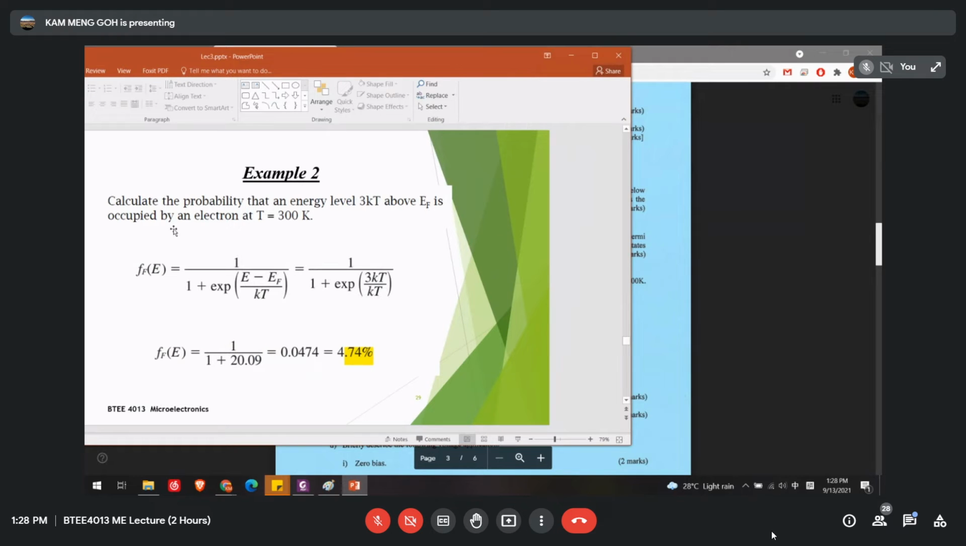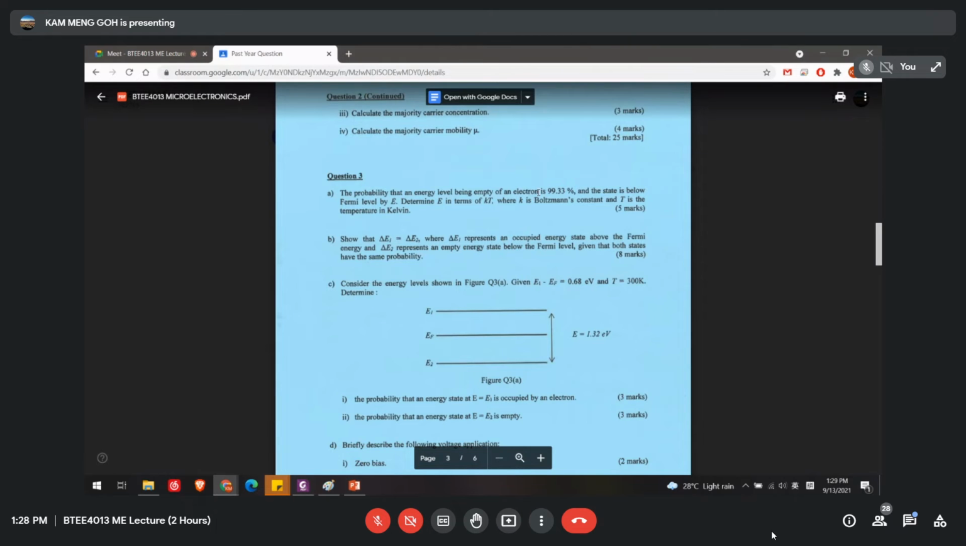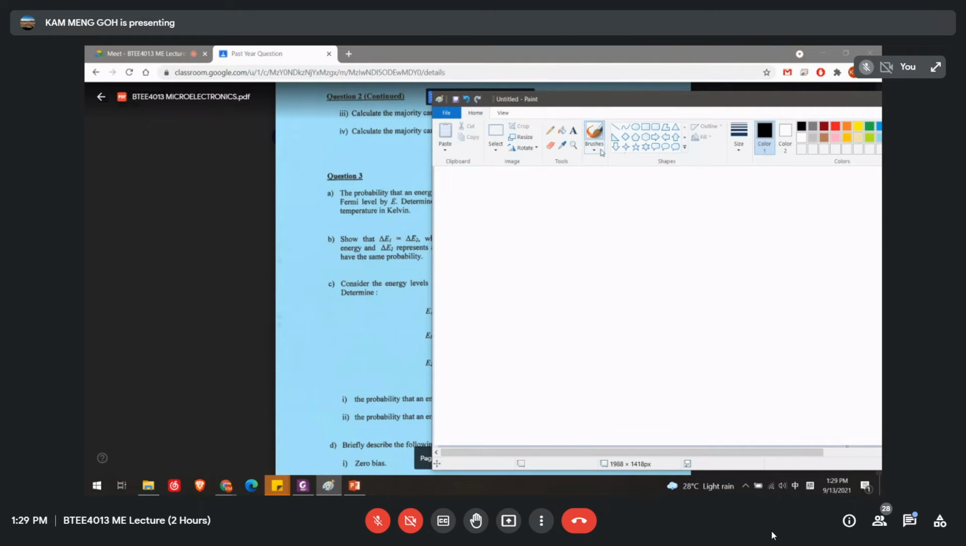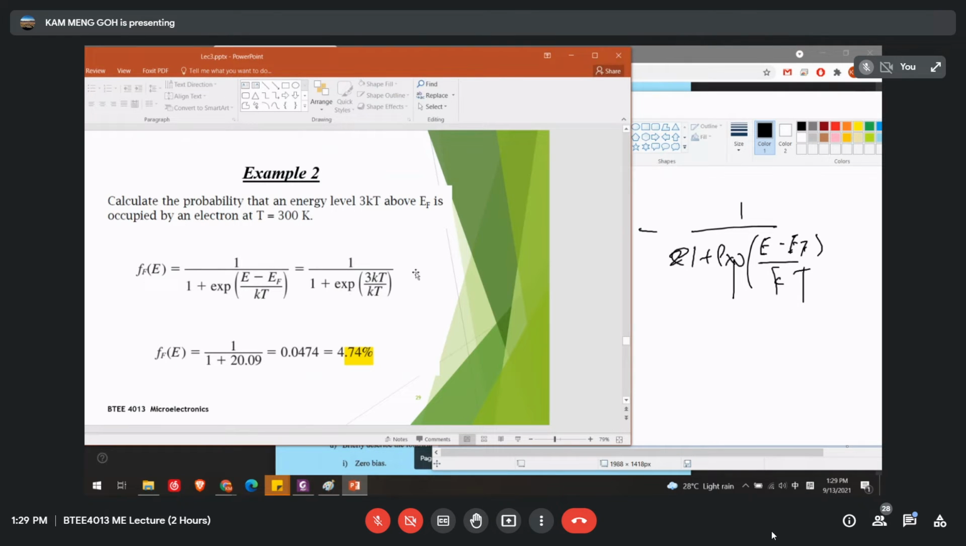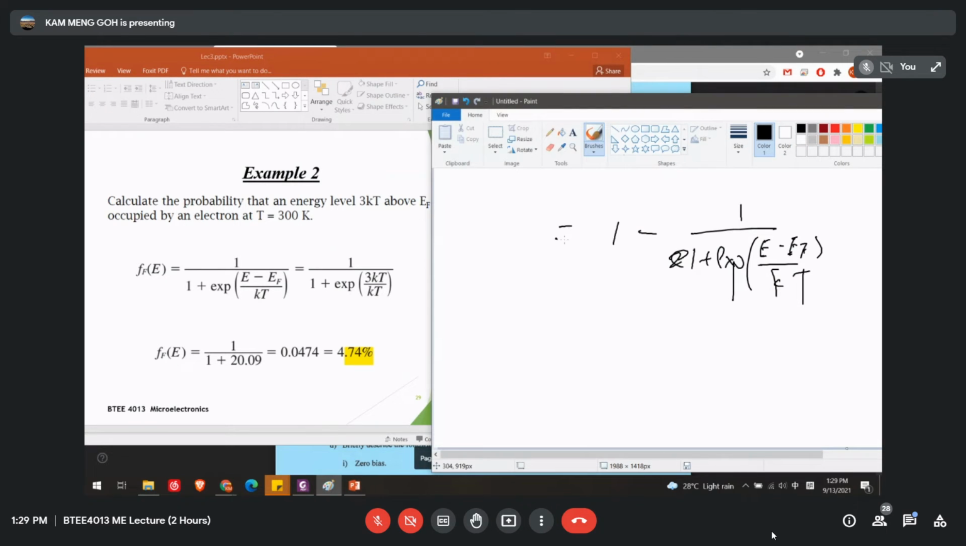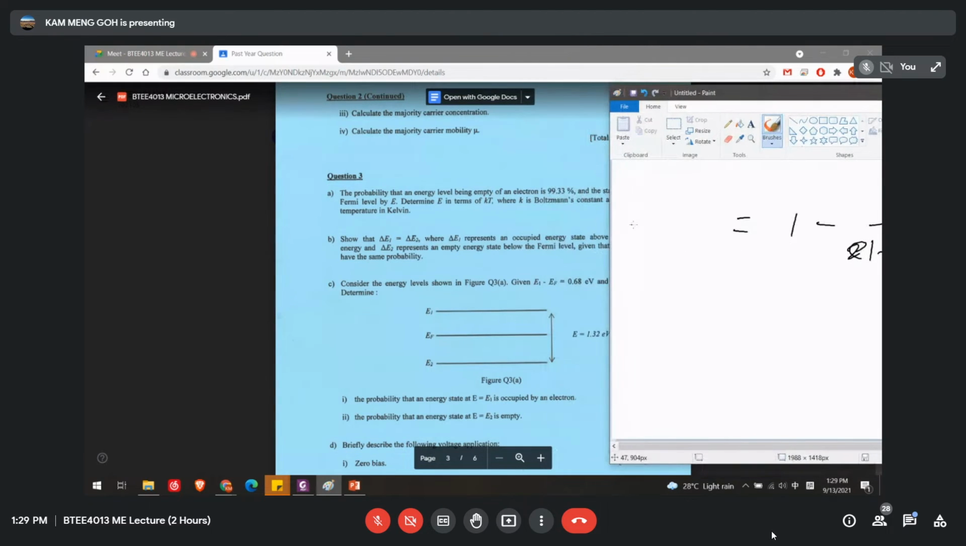This one is occupied by an electron, you are using the positive one. So when this one is empty, you need to use 1 minus 1 over 1 plus exponential (E minus EF) over kT, if you still remember this formula. Okay, double check. It looks something like this. Just that you need to use 1 minus. And then your answer is 0.9933.